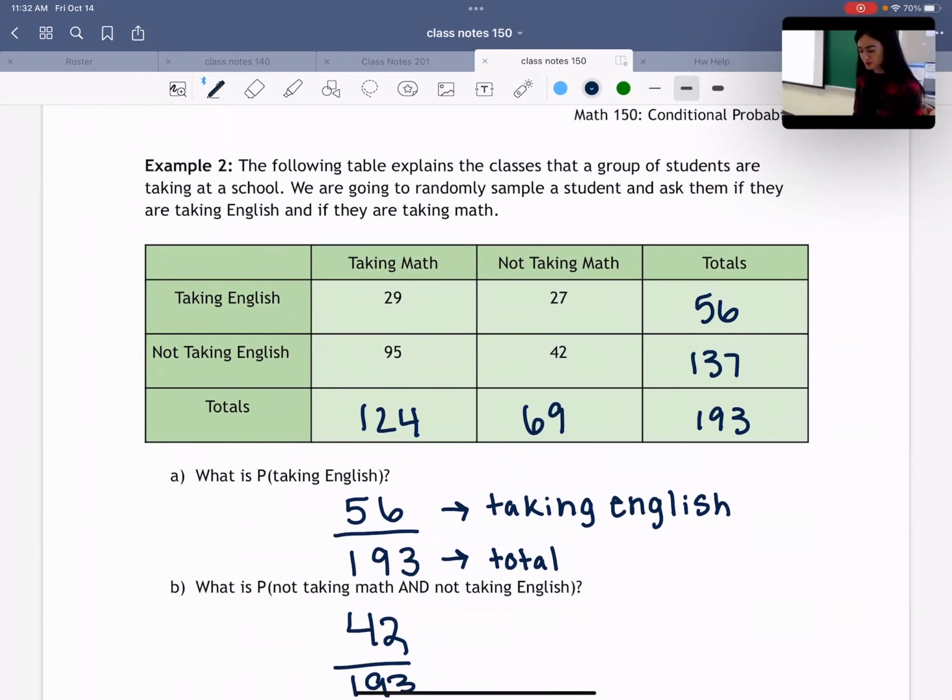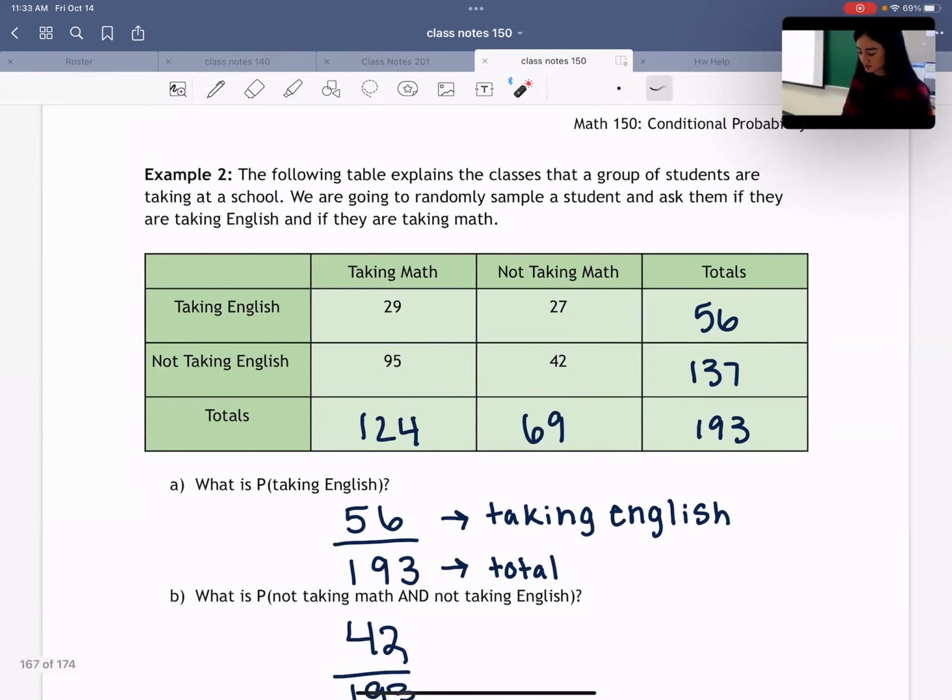So who wrote up the totals? Was that Alex? Do you want to explain how you wrote up the total values? How about this, why don't you explain how you got 56? So I just added 29 and then 137 is the same thing, but with 95 and 42. And then I bet you did the same thing on the bottom, but you added down.